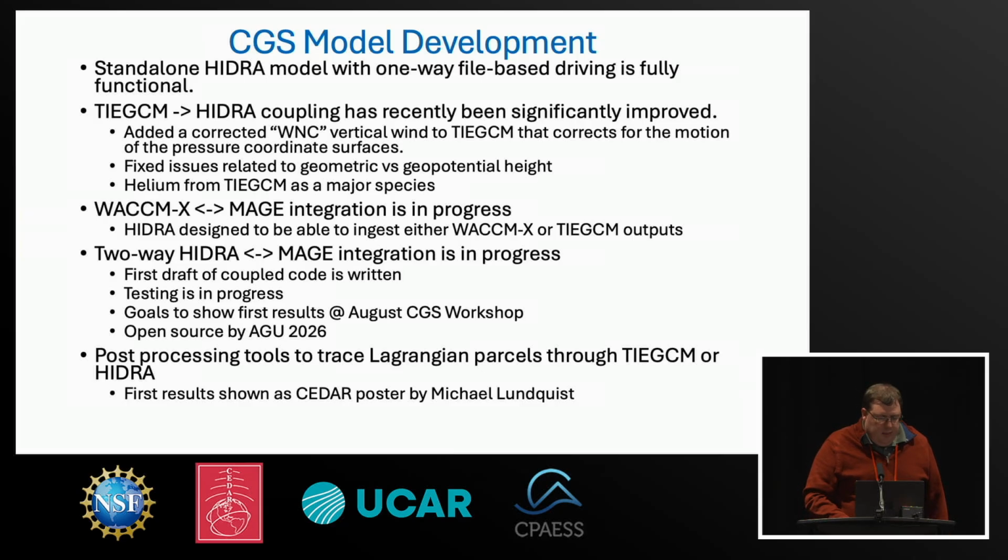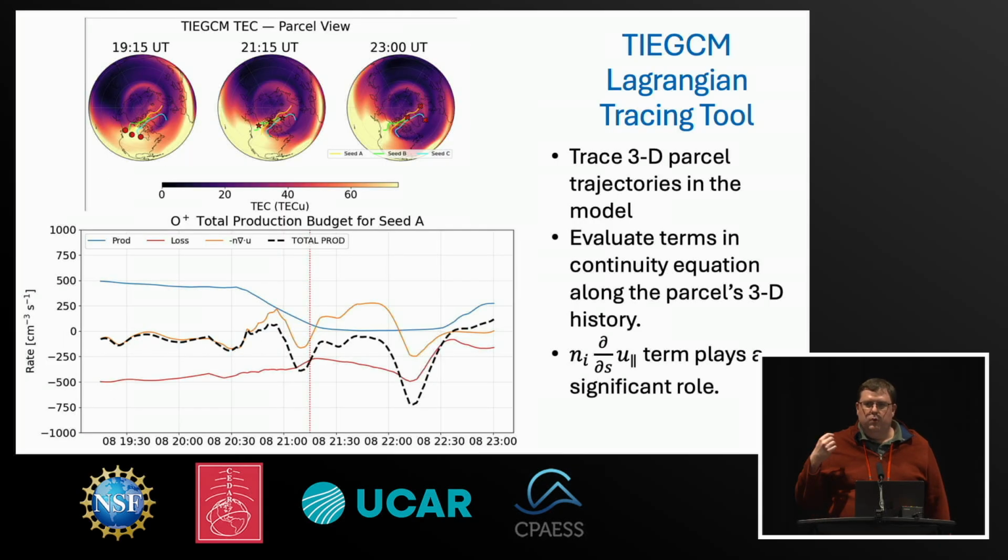And we're also working on lots of post-processing tools to understand these simulations better. So those of you who saw my graduate student Michael Lundquist's poster this week, he has developed a Lagrangian tracing tool to go inside of TIE-GCM and follow a single parcel in 3D backwards in time and reconstruct the whole production and loss budget.